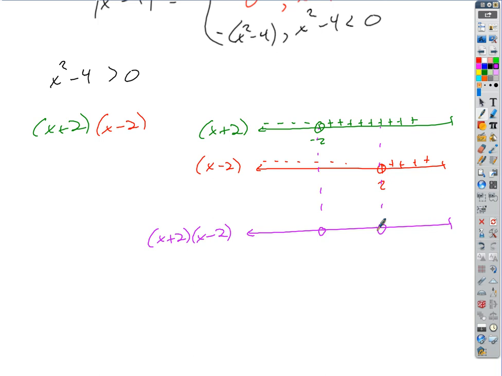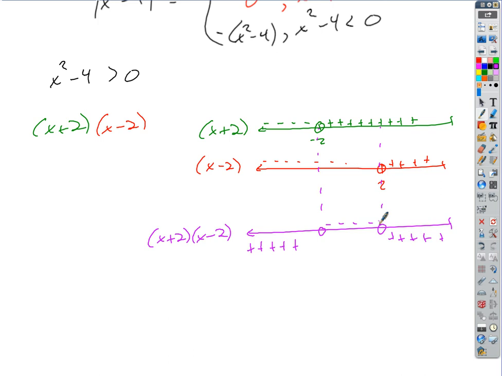Would you agree that where the green factor is positive and the red factor is positive, the product has to be positive? Positive times positive is positive, right? Where they're both negative, what's the sign going to be of the product? Positive, yeah. It's only where they're opposite in signs, where I have an odd number of negative factors, that I'm going to get negative. And isn't that consistent with what we said?